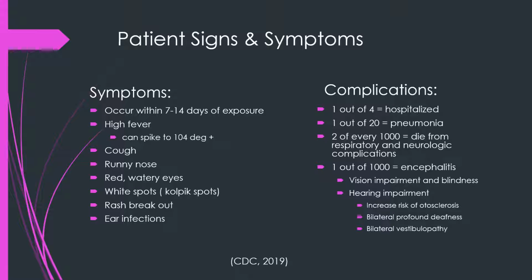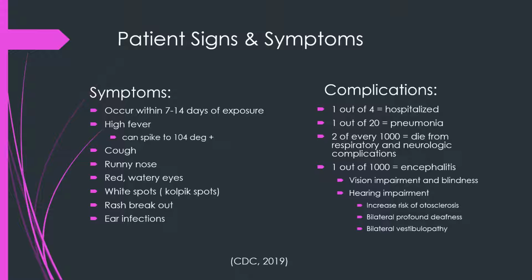When we're talking about patient signs and symptoms of measles, symptoms can occur within 7 to 14 days of exposure. They get a high fever that can spike up to 104 degrees. There's a cough, runny nose, red watery eyes, white spots called Koplik spots in the mouth, and then a rash will break out, and sometimes ear infections can occur as well.